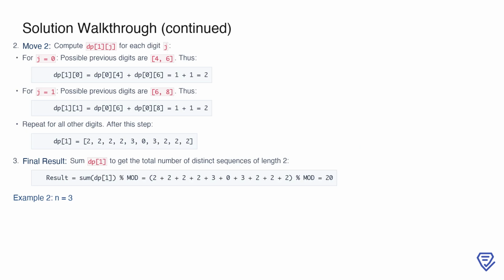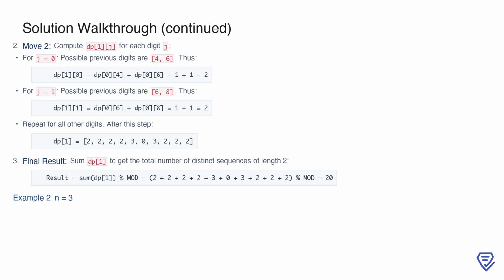Now, let's compute the next set of values in the table for the second move. For each digit j, we calculate dp[1][j] based on the possible previous digits the knight can move from. For example, if j equals 0, the knight could have come from digits 4 or 6. Using our base case values, dp[1][0] is calculated as dp[0][4] plus dp[0][6], which equals 1 plus 1, resulting in 2. Similarly, for j equals 1, the possible previous digits are 6 and 8, so dp[1][1] equals dp[0][6] plus dp[0][8], again resulting in 2.